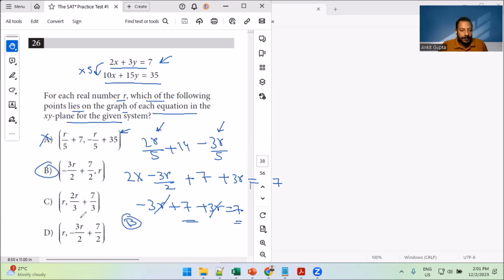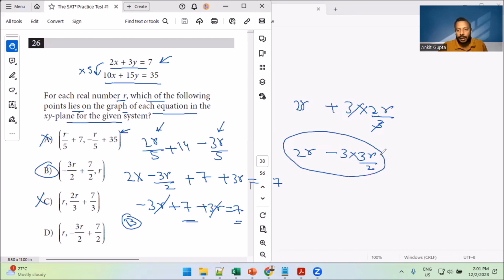Let's solve for the other options also, just to complete the solution. So r comma 2r by 3. That means 2x, so 2r plus 3 into 2r by 3. Again, we will be left with r. So we have 4r here. So this is not possible. Let's try the last option. So 2r minus 3 into 3r by 2. Again, we are left with some value of r. So this is also not possible. So the answer will be option number B itself.